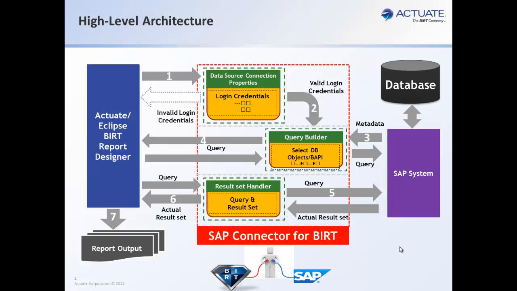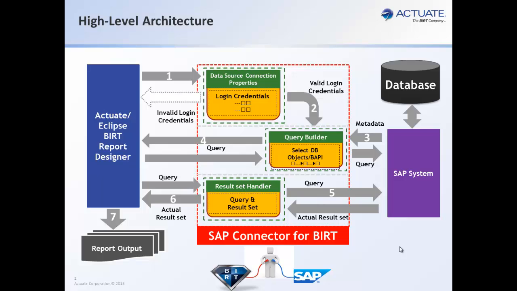Once the connector has been installed, you launch the data source connection properties for R3 or BW, and you enter the login credentials. These login credentials are actually the SAP login credentials. As you can see in step two, once you have entered the credentials, this gets validated by the connector against the SAP system. And once the user has been validated, it will launch the query builder.